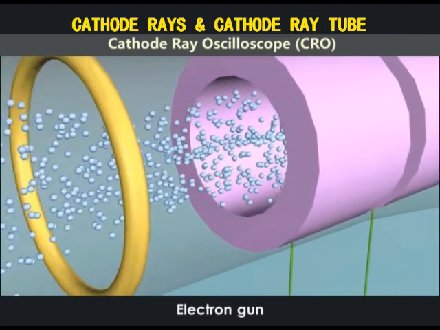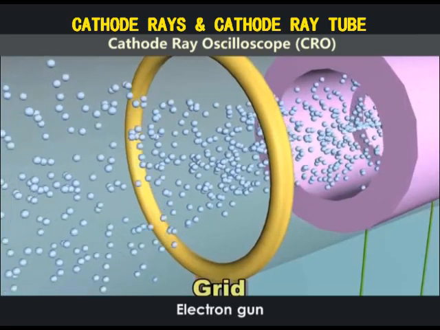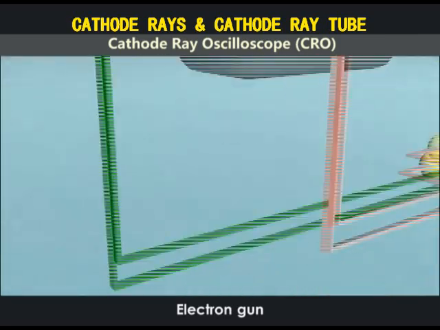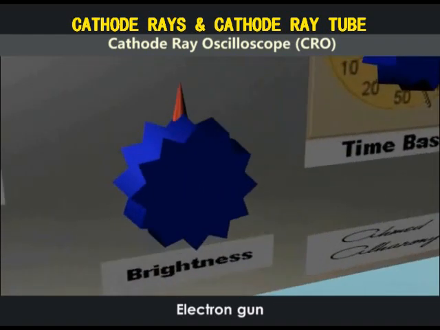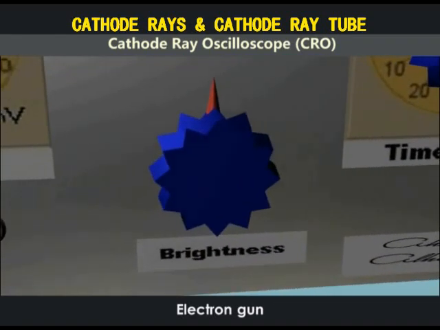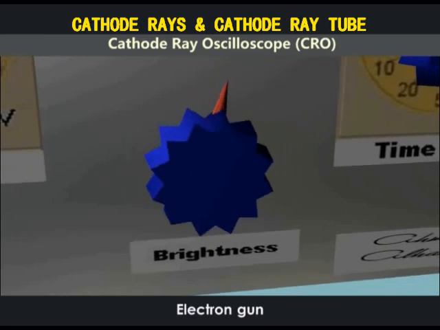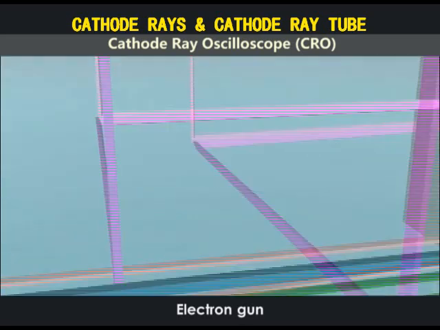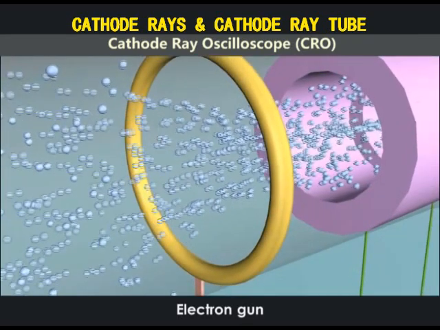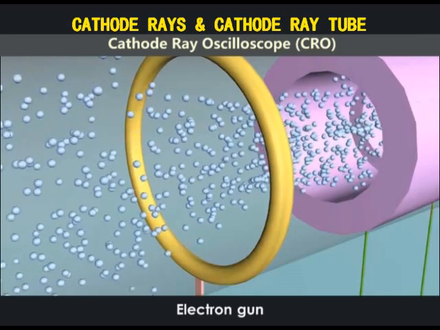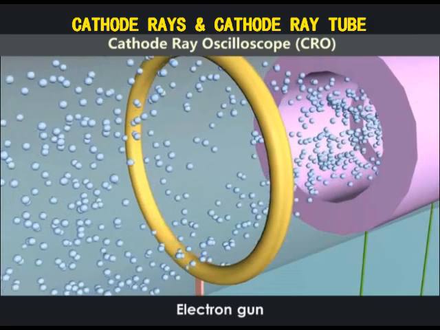The second modification is adding a grid, which is a metal ring that is connected to a negative potential. This negative potential is controlled by a controller button on the interface of the CRO. This button is the brightness. Adjusting the button will adjust the negativity of the grid and hence the amount of repulsion between it and the electrons. This in turn controls the thickness of the electron beam, which ultimately affects the brightness of the spot on the screen.